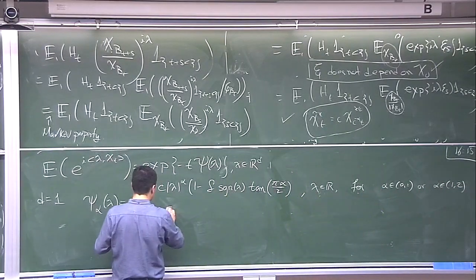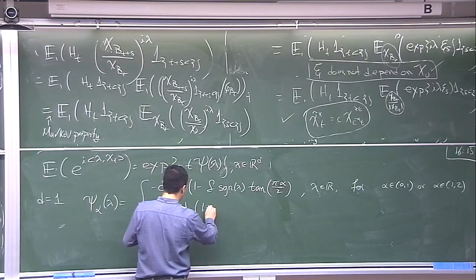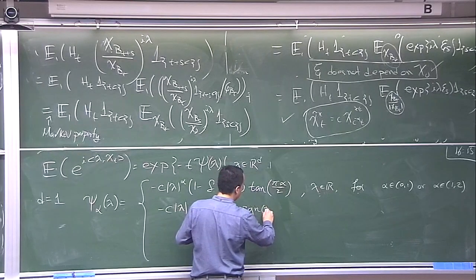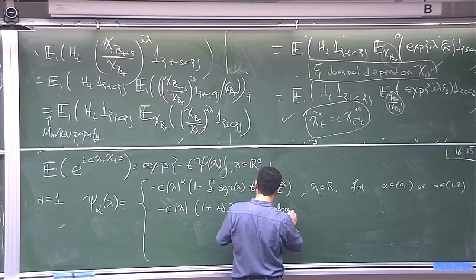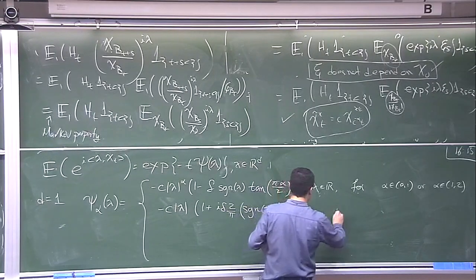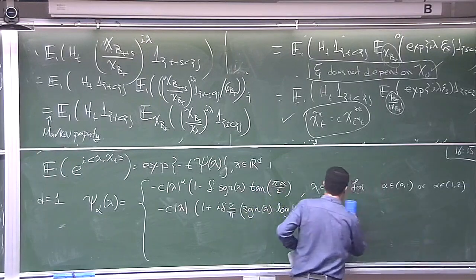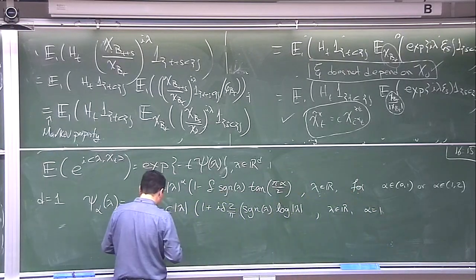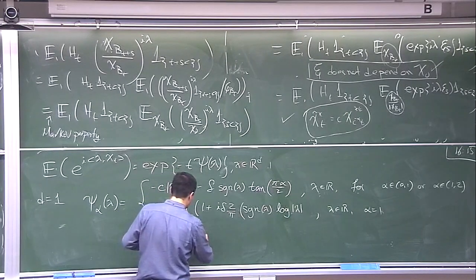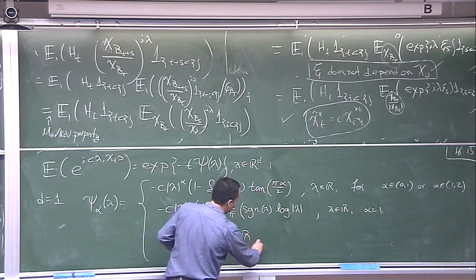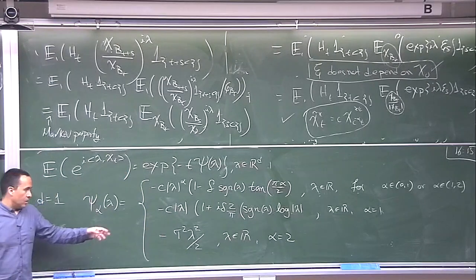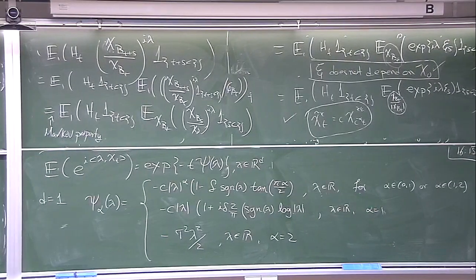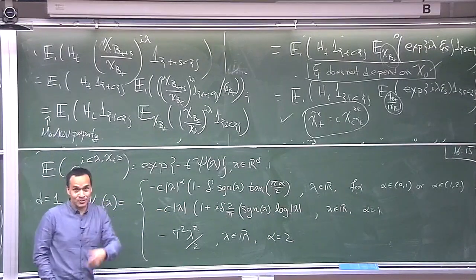For alpha equal 1, it is equal to minus c |lambda| (1 plus i delta 2 divided by pi sign of lambda log of absolute value of lambda), when alpha is equal to 1, lambda is in R. And then it's minus sigma squared lambda squared divided by 2, lambda in R, when alpha is equal to 2. Okay. So this is a Brownian motion, this is a Cauchy process, as this is an alpha stable process. Okay, any other alpha stable process. For the proof of that, of course, I will not do it. I can just refer to Professor Sato's book.